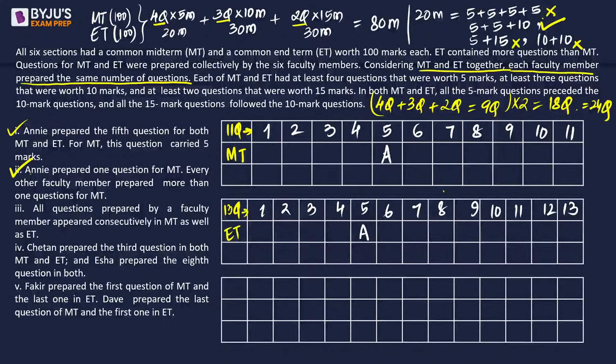For MT, this question carried 5 marks. So let's talk about marks now. कि marks कितना awarded है इनका. Okay. So this is a 5 mark question. This is a 5 mark question. Now, if it is a 5 mark question, इसका मतलब कि पहले वाले भी सारे 5 marks के हैं, इधर भी पहले वाले 5 marks के.